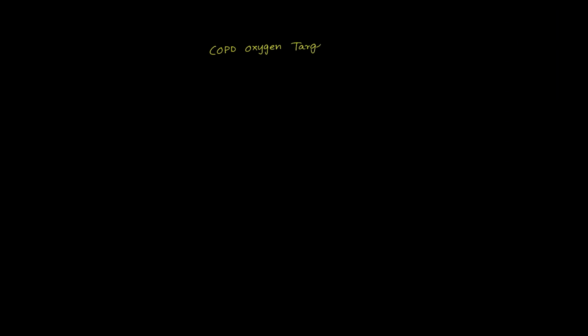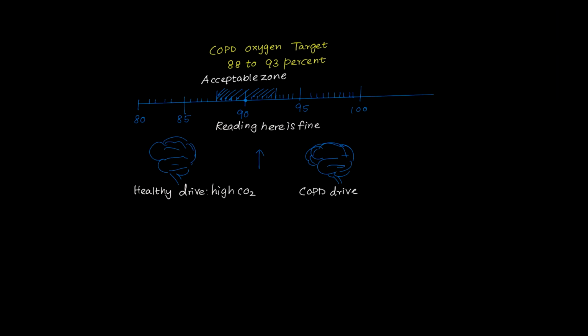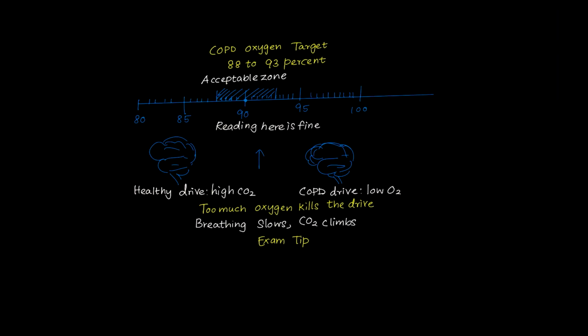This is a teaching moment about COPD oxygen targets. A new nurse sees 90% and panics, but for a COPD patient that reading often sits inside the acceptable range of 88 to 93%. The reason comes down to how COPD patients breathe. In healthy people, rising carbon dioxide drives respiration. In long-standing COPD, carbon dioxide stays chronically high, so the body shifts over to low oxygen as the main breathing stimulus. Push the oxygen saturation too high and you knock out that hypoxic drive, slowing respirations and worsening carbon dioxide retention.